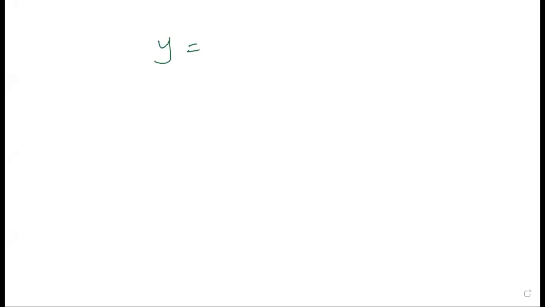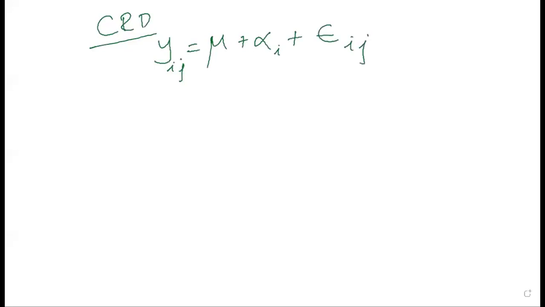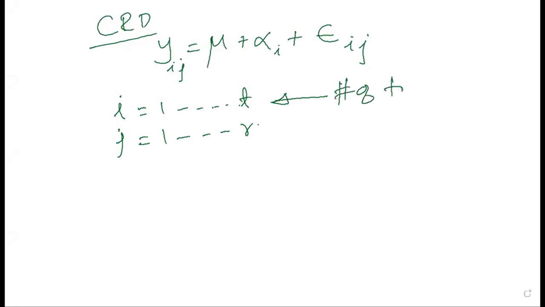this is my model, Yij. I'm going to learn about CRD. Yij is the model, mu plus alpha i plus the error term. Keep your notes close by. Here i is from 1 to T and j is from 1 to R. How do you call this T? It is the number of treatments. T is the number of treatments. What is R? The number of replicates. R is the number of replicates.